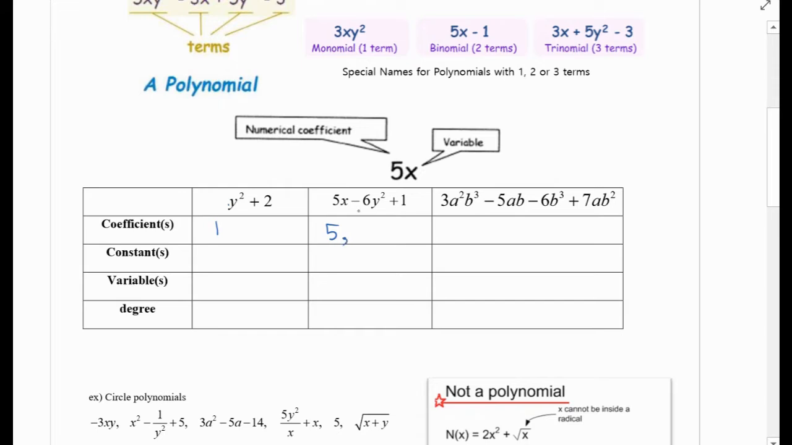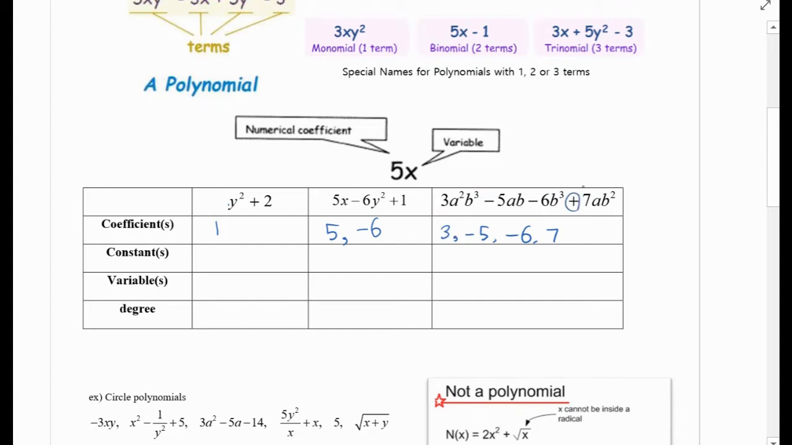And this is really important, everyone. -6 is the coefficient of y squared. Some students just say 6 is a coefficient, but it's not true. You also need to include the sign of the number. So -6 is a coefficient. 1 is not a coefficient because it's not attached to a variable. Here, 3, -5, -6, and 7, they're all attached to a variable, so those are coefficients. Remember to include the sign, okay?